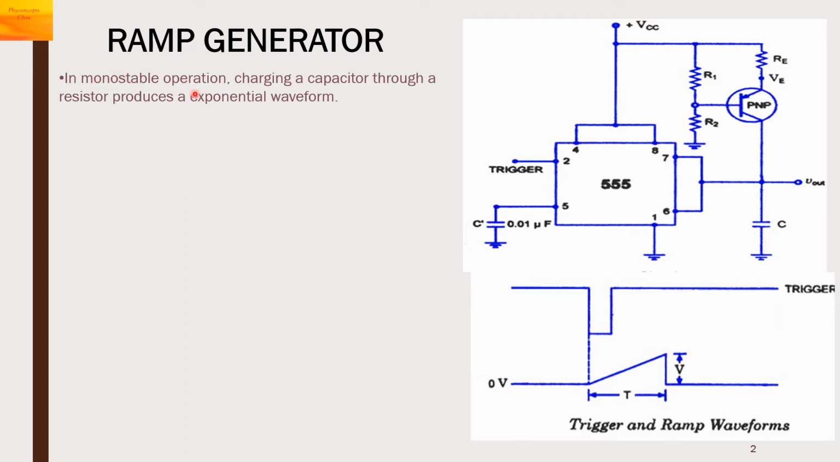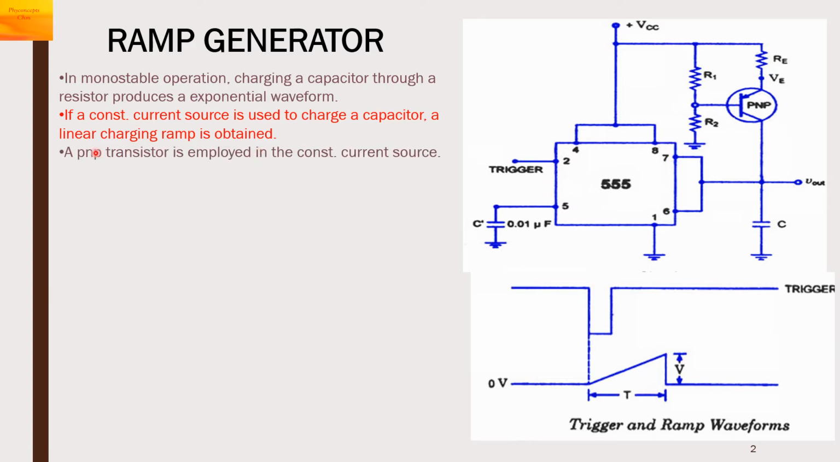In monostable operation, we had seen that the capacitor charges through a resistor and it produces an exponential waveform. If we use a constant current source to charge a capacitor, a linear charging ramp is obtained. A PNP transistor is employed in the constant current source. So this is the collector, this is the base, and this is the emitter of the PNP transistor.